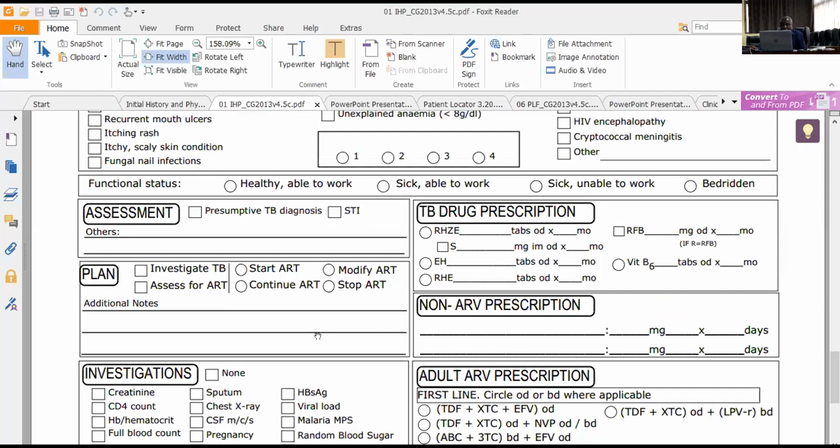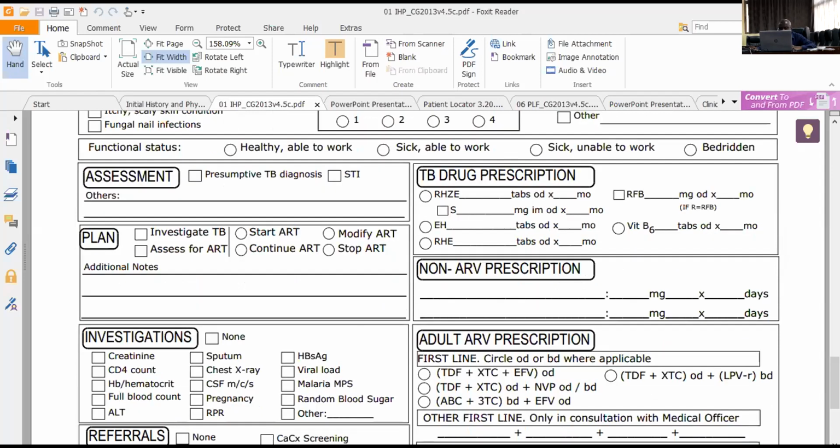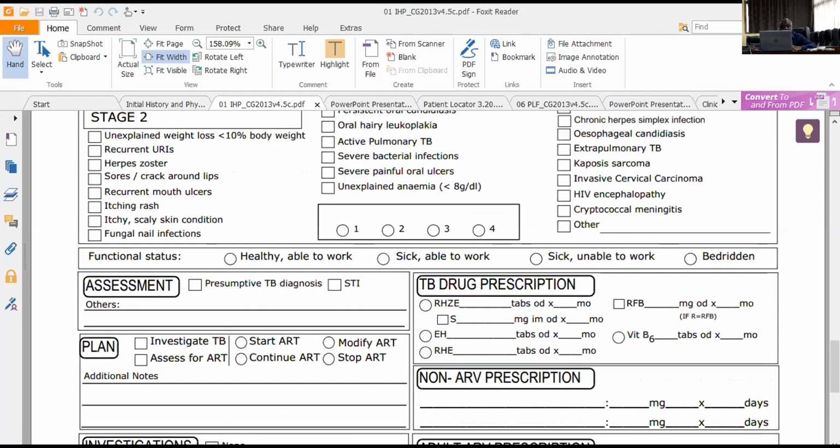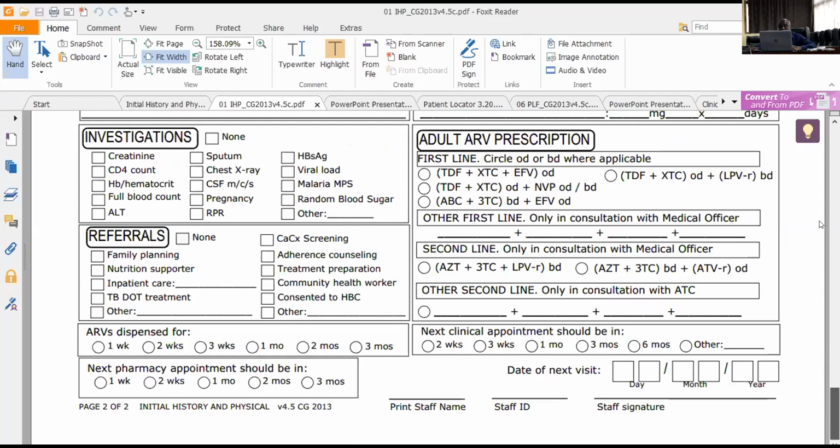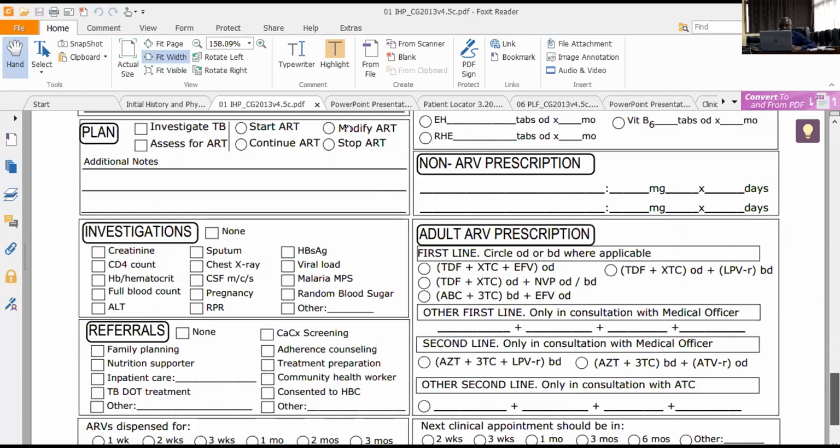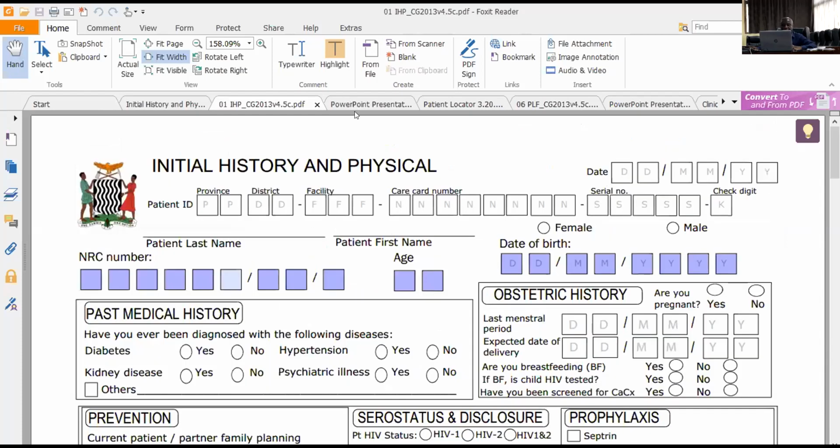Then you went into prescriptions, TB drugs, non-ARVs. Then you went into investigations. And then the ARVs there. The first line, the second line, according to the guidelines then. So this is the second form that was brought on the scene. Then now, the new form that we're talking about is this one.